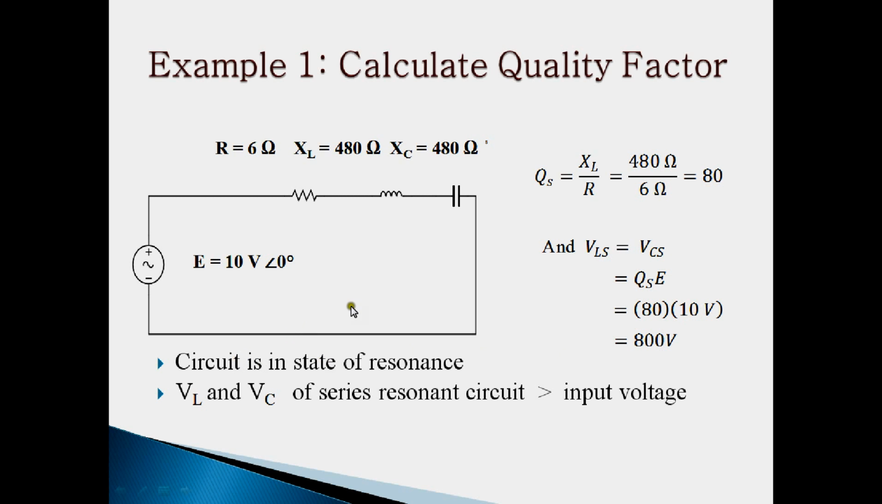That means if the circuit is in a state of resonance, the VL and VC, voltage across inductor and voltage across capacitor of a series resonance circuit, is greater than input voltage if quality factor is greater than 1.